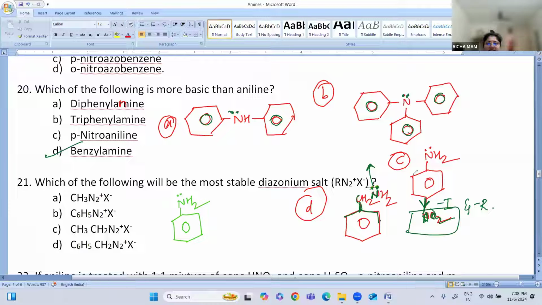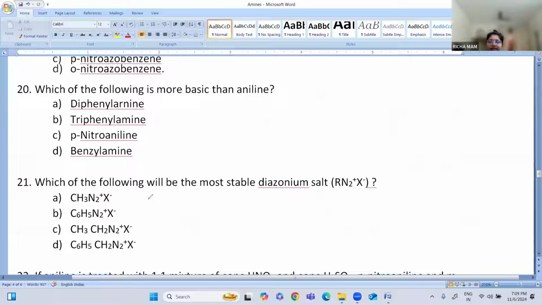So this is the reason why. Yes, Sri Varuni has answered it very well. Electrons are easily available. Very good. In benzylamine, nitrogen is not directly attached to benzene, so it won't undergo conjugation and the electrons are freely available for donation. So option number D is the answer. I hope you have understood.